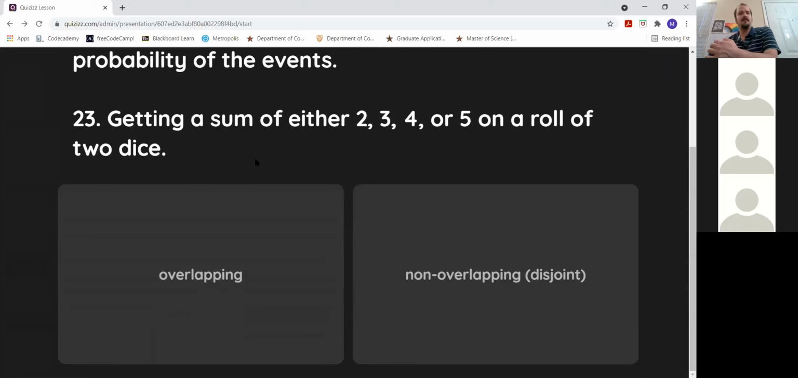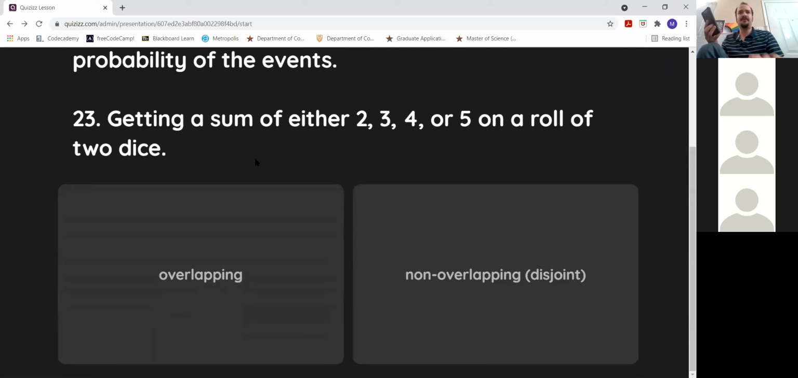Now we're going to talk about whether these events are overlapping or non-overlapping. So if I'm talking about getting a sum of 2, 3, 4, 5 on rolling 2 dice, we're going to talk about 2 6-sided dice. Last time we did 4-sided die, and we did a table with that. Now we're doing 6-sided die.